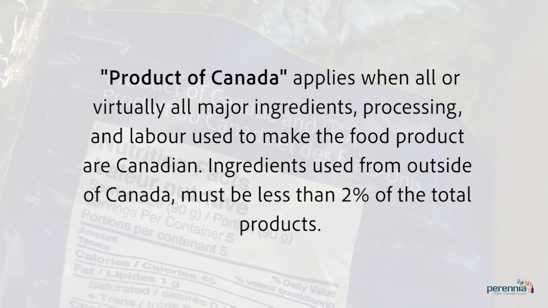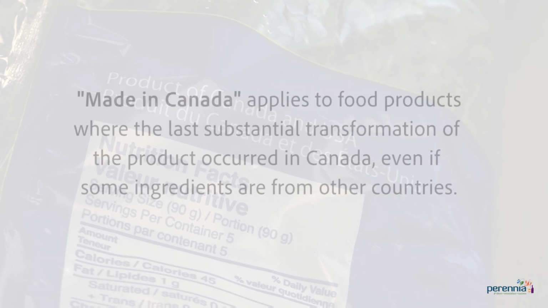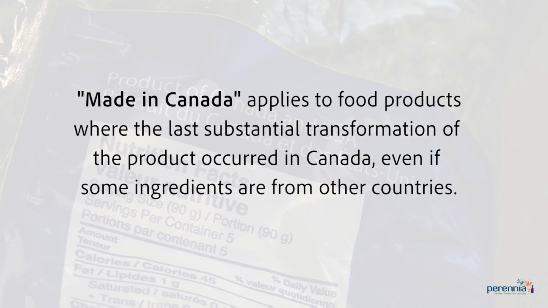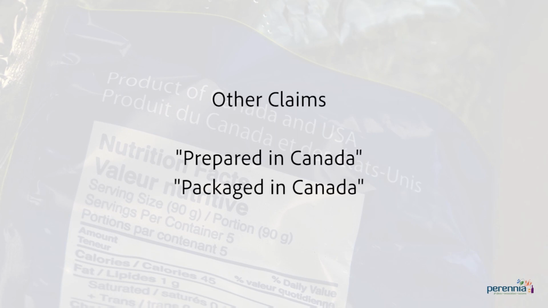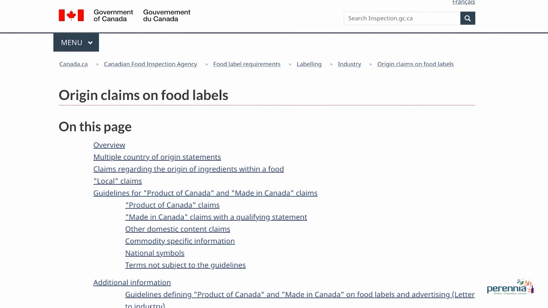Product of Canada means all or virtually all major ingredients, processing, and labor used to make the food are Canadian. Ingredients used from outside of Canada must be less than 2% of the total product. Made in Canada represents foods where the last substantial transformation of the product occurred in Canada, even if some of the ingredients are from other countries. There are a wide variety of other claims available, such as prepared in Canada and packaged in Canada. These can be seen on CFIA's Origin Claims webpage.